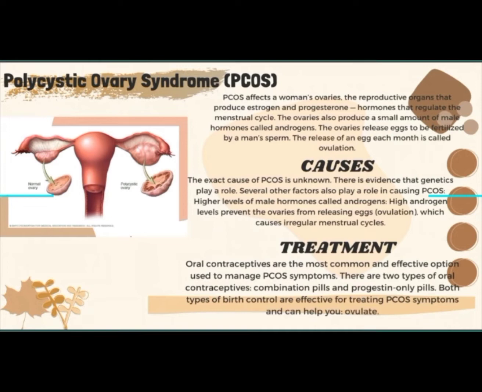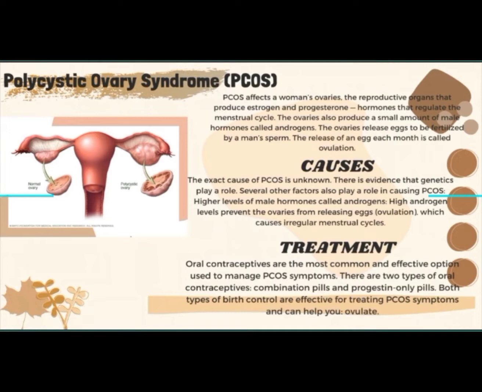The exact cause of PCOS is unknown. There is evidence that genetics play a role. Several other factors also play a role in causing PCOS. Higher levels of male hormones called androgens. High androgen levels prevent the ovaries from releasing eggs, or ovulation, which causes irregular menstrual cycles.